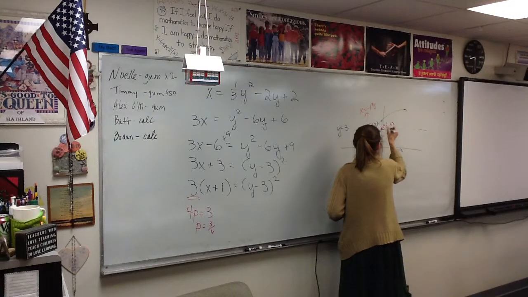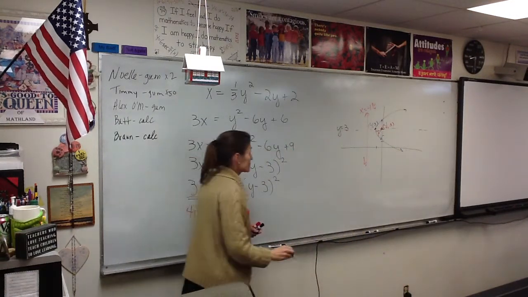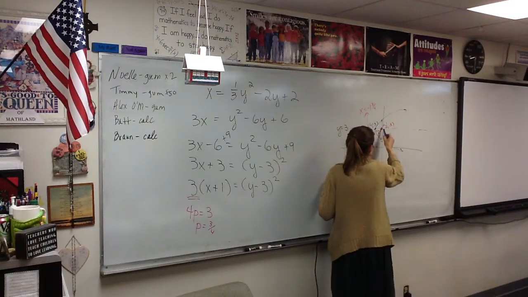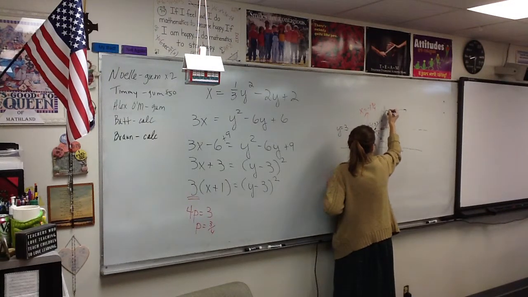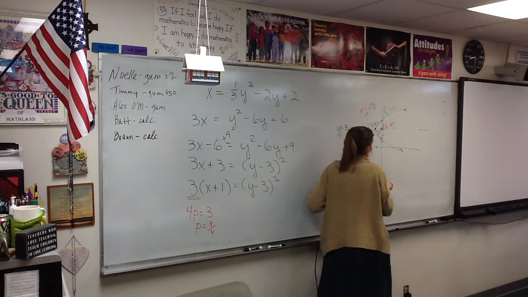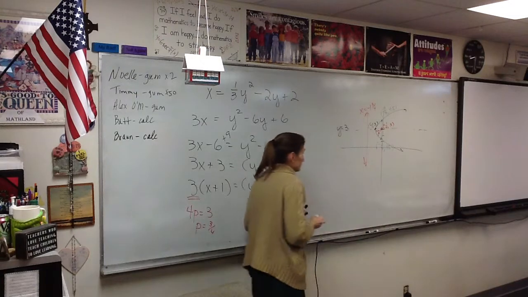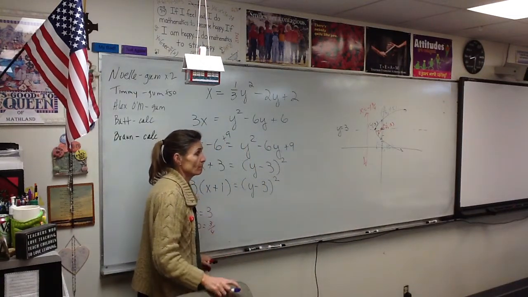Where's my latus rectum? How long is it? It's 3 units. So I'm going to do what? How am I going to find this blue endpoint right here? What am I going to have to do? Go up 1.5? So if I go straight up 1.5, I'm at negative 1/4, 1.5. And we're finished.